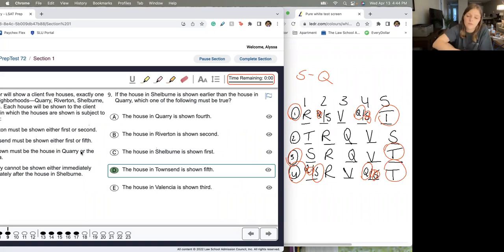Again, if you go through your answer choices, you can still narrow it down because it has to be true in all the worlds. So for example, A, Q is shown 4th. Does not have to be true. I can have that third one be a V. So the moment you say, well, it could be true in this world, but not in this world, that's wrong. You're looking for a must be true. If it was a could be true question, then it could be correct. But we're looking for must be true.